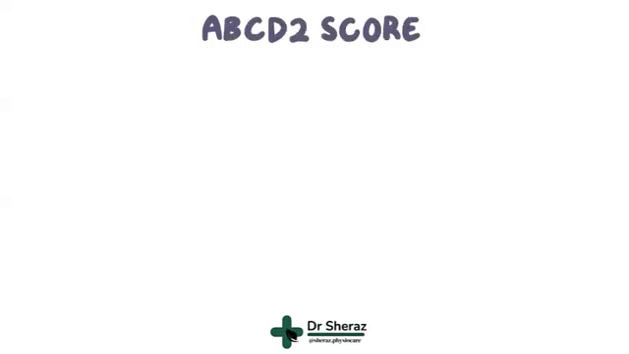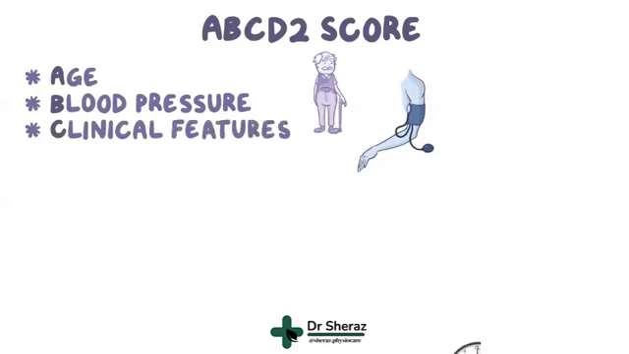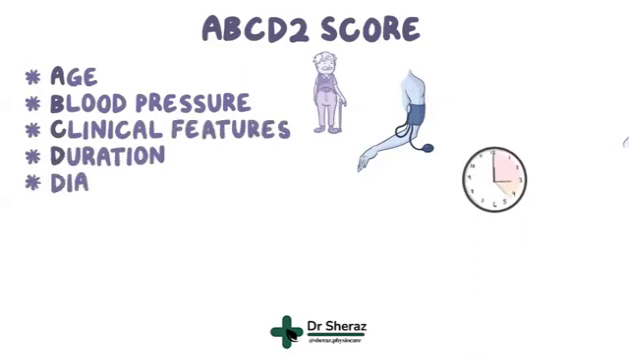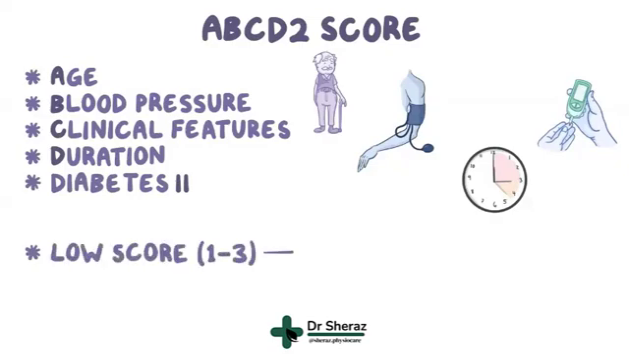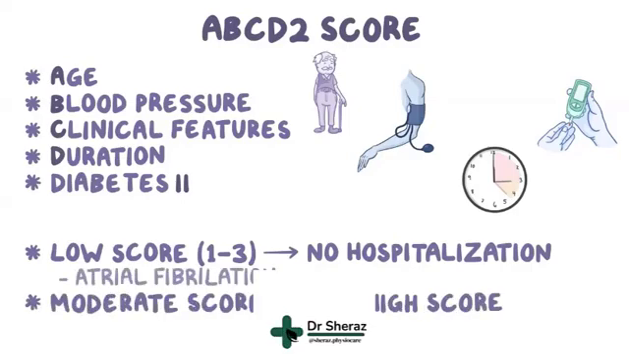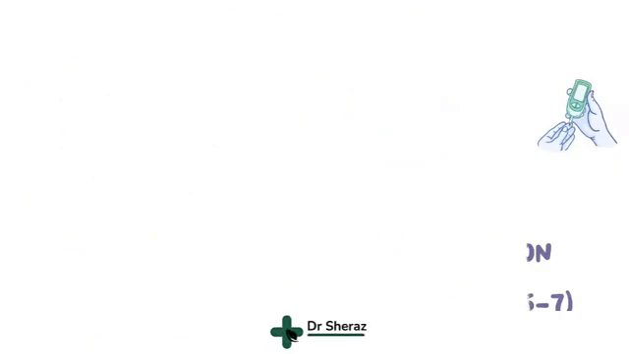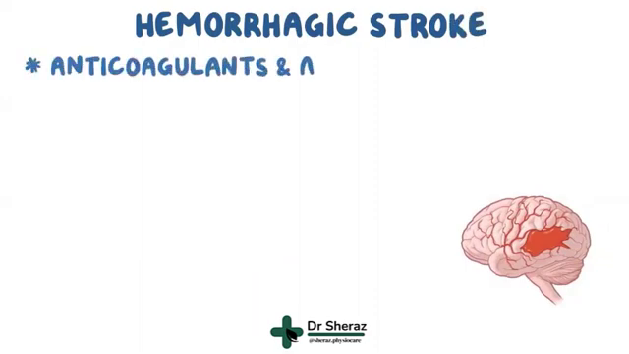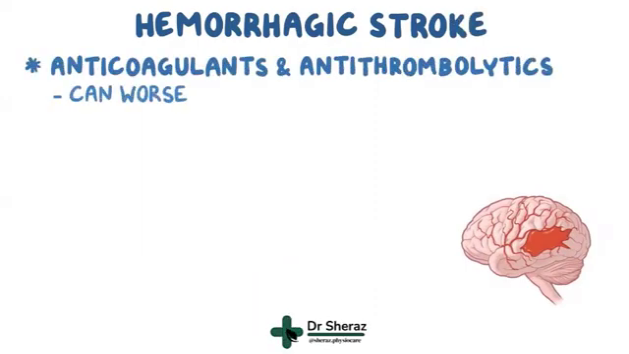A TIA is managed by figuring out the ABCD2 score, which evaluates the risk of subsequent stroke after having a TIA. ABCD2 takes into account age, blood pressure, clinical features of TIA, TIA duration, and diabetes. Patients with a low score of 1 to 3 don't require hospitalization, unless there are other indications like atrial fibrillation, while patients with a moderate score of 4 to 5 or a high score of 6 to 7 should be hospitalized and monitored for a day. There's no acute treatment that's given, and the long-term therapy is the same as for any other stroke. In a hemorrhagic stroke, anticoagulants and antithrombolytics aren't given, because they can.